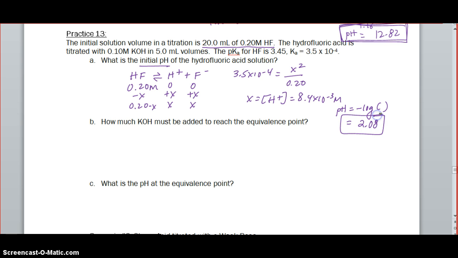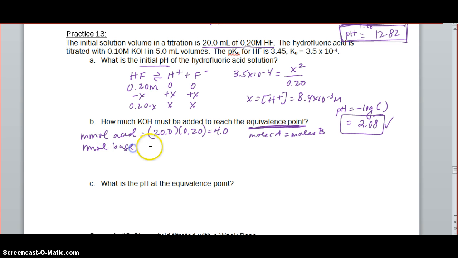So again, stop and ask yourself, does that make sense? It's an acid, better be less than 7, so 2.08 is a nice starting point. Alright, then they ask, how much KOH must be added to reach the equivalence point? So you say to yourself, okay, at the equivalence point, moles of acid equal moles of base. So I need to know how many moles of acid I have, or millimoles. So millimoles of acid is 20 times 0.20, so millimoles of acid is 4. So that means millimoles of base required would also be 4, right?